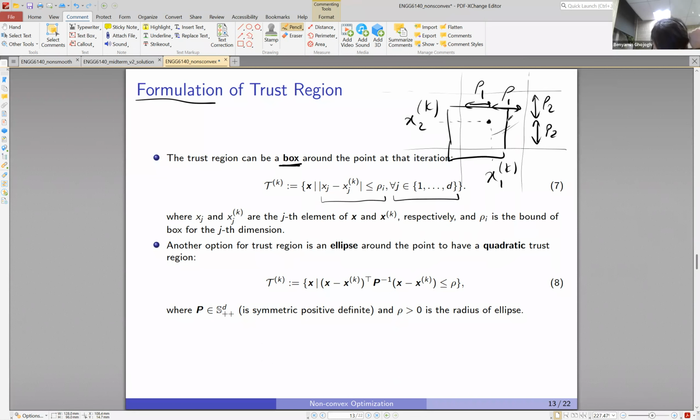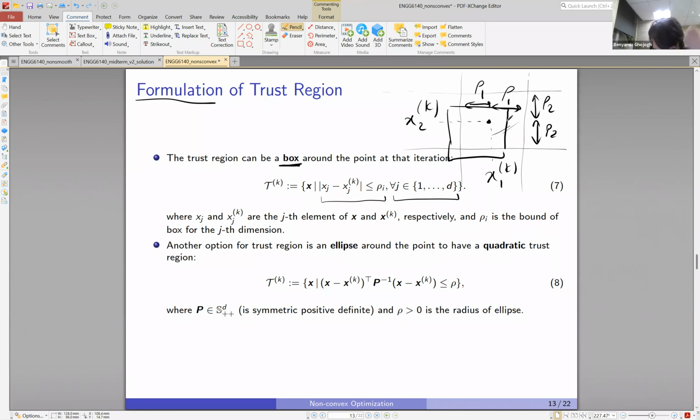That's why we are saying it's a box or a hypercube. Now you go to multiple dimensions and you will have a hypercube, right? So this trust region can be a box or a hypercube. And xj and xjk are the jth elements of x and xk. And note that x and xk are d-dimensional vectors. Rho j is the bound of the box for the jth dimension, shown here, for example.